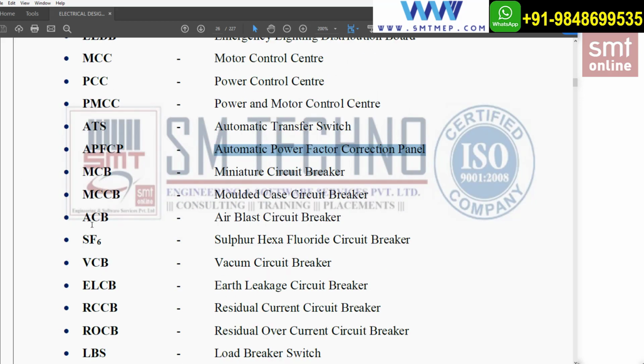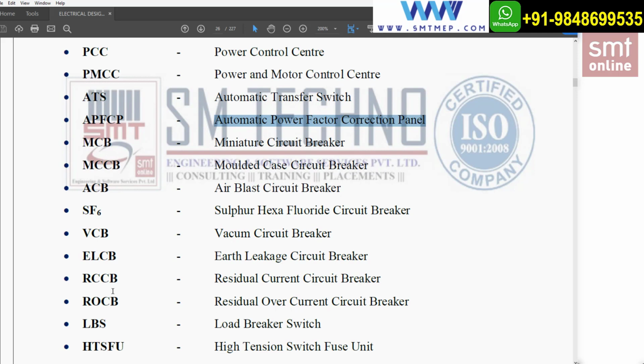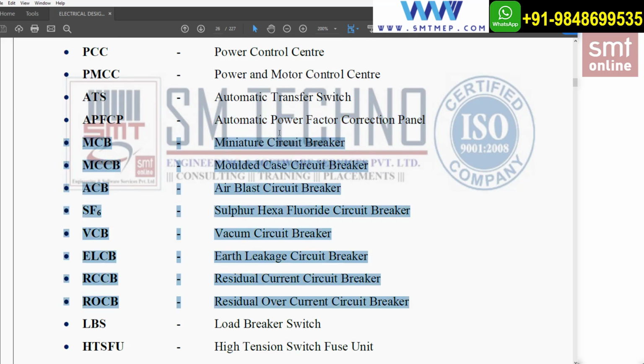Next, we are having MCB, MCCB, ACB, SF6, VCB, ELCB, RCCB, ROCB. All these come under the circuit breaker family. These are the different types of circuit breakers we have. What is meant by a circuit breaker? First of all, the name itself indicates: to run your system, you have to make a circuit. Whenever there is a fault, this circuit breaker will isolate the system between the faulty section and the healthy section, for the sake of safety, or else your equipment may get damaged. For that reason, we have some classifications in this.